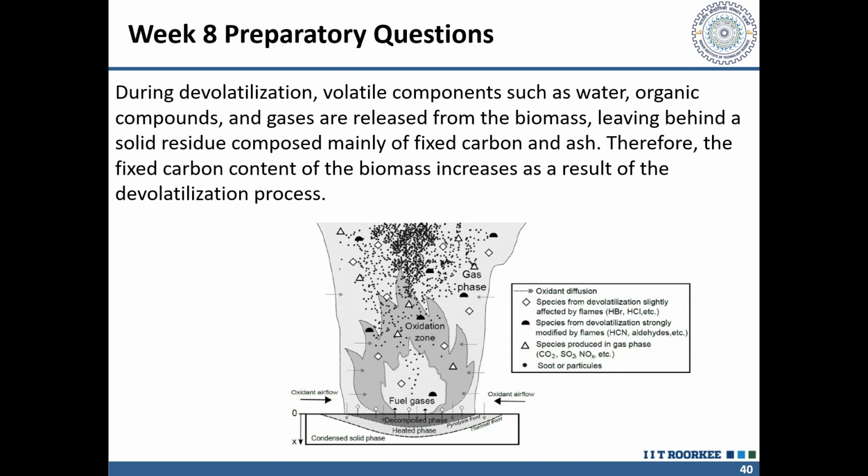So, during devolatilization, volatile compounds such as water, organic compounds, and gases are released from the biomass, leaving behind the solid residue. So, we burn the biomass, and the gases, volatiles, or water get released and leave behind a solid residue. This solid residue is mainly fixed carbon and ash. Therefore, the fixed carbon content of the biomass increases as a result of the devolatilization process.